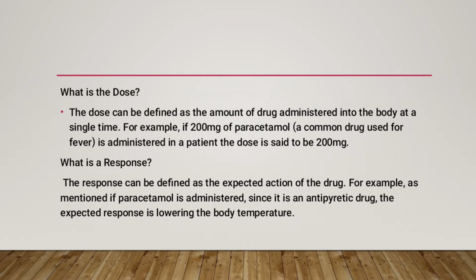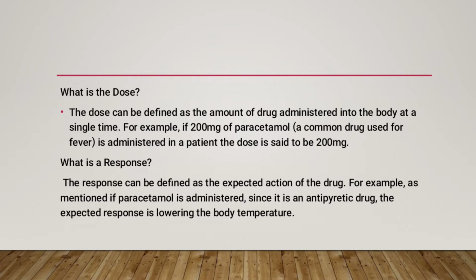Here we can know what is dose. The dose can be defined as the amount of drug administered into the body at a single time. For example, if 200 mg of paracetamol, as a common drug, is administered to a patient, we can say the dose is 200 mg. Here we speak about the quantity of how much we give to a patient.